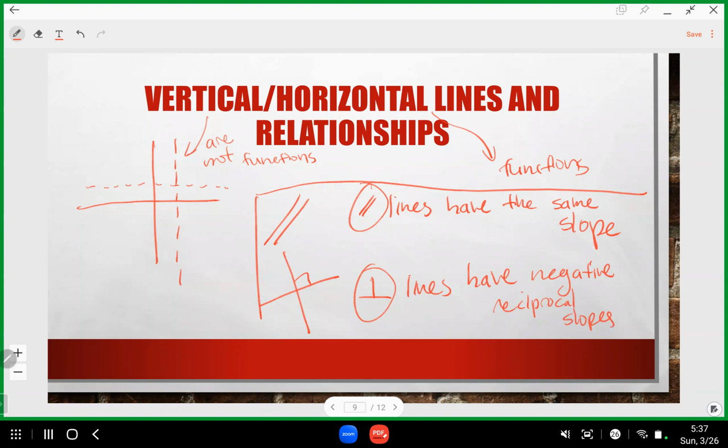So what do I mean by negative reciprocals? That means their product is -1. So if one line has slope 1/2, the other one is the reciprocal of that, which is 2, and then negative. It's -2. If one is -3, then the other one is 1/3. Those are negative reciprocals. You probably should have heard of that before, but I just wanted to refresh on that.